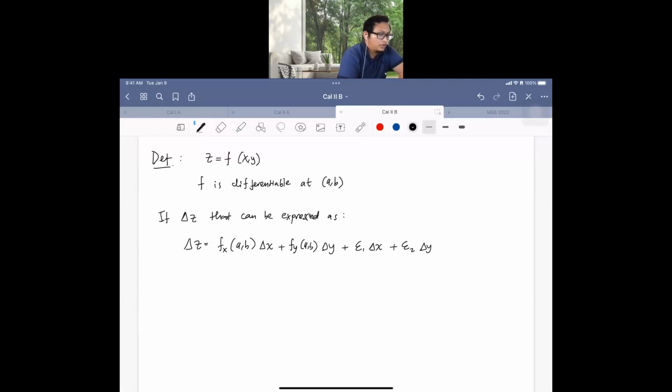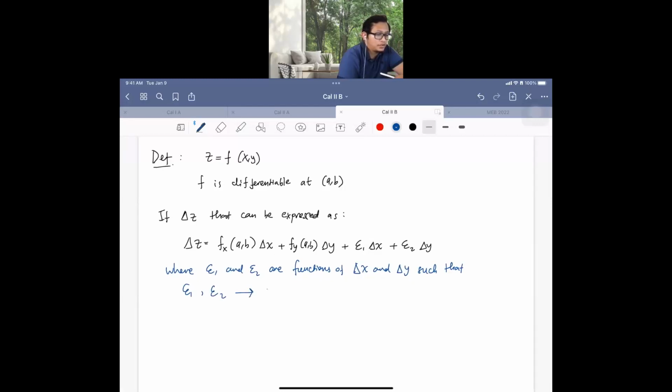Where epsilon 1 and epsilon 2 are functions of delta x and delta y, such that epsilon 1 and epsilon 2 are going to approach 0 as delta x and delta y approach 0, 0.